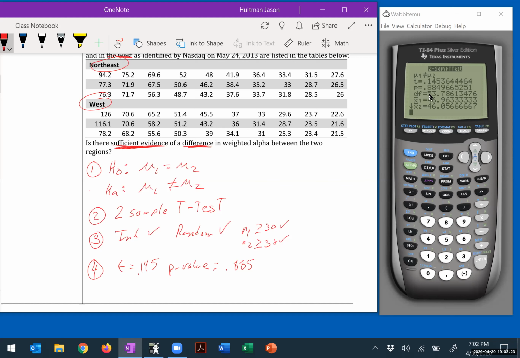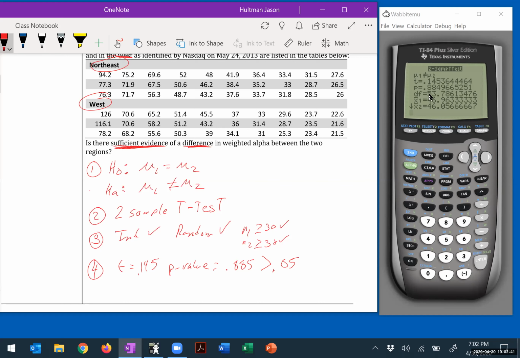So what does that p-value tell me? That p-value tells me that there is, there's definitely a difference here. Okay, that this is bigger than 0.05. Or sorry, there is definitely not a difference, is what I should say. There is definitely not a difference because the p-value is bigger than the significance level.